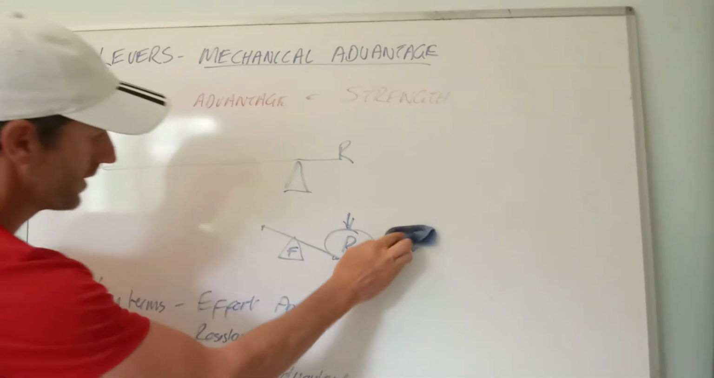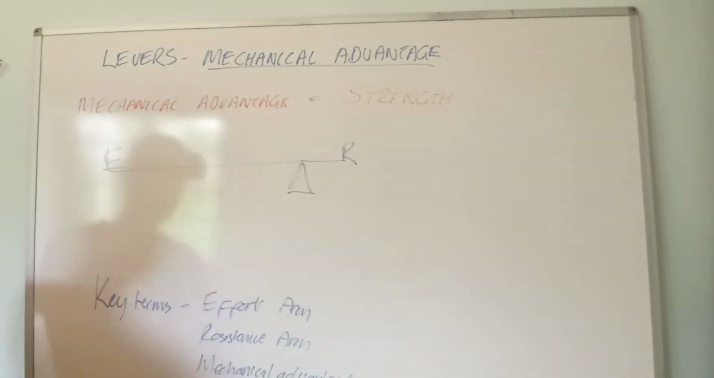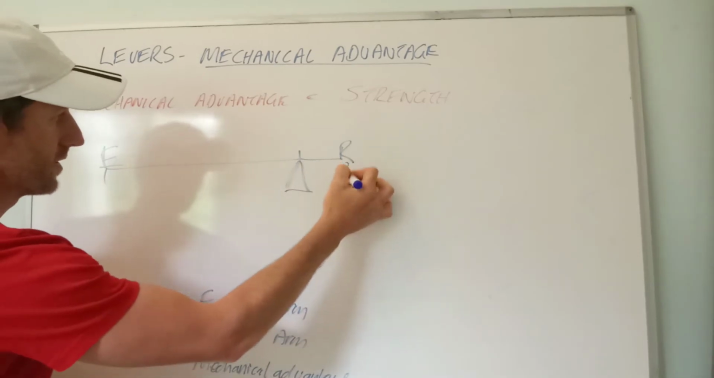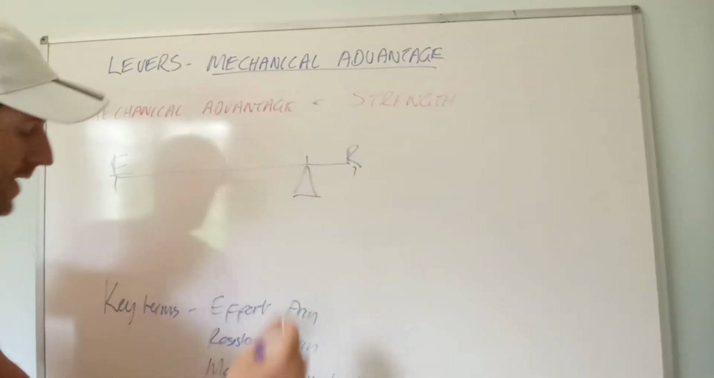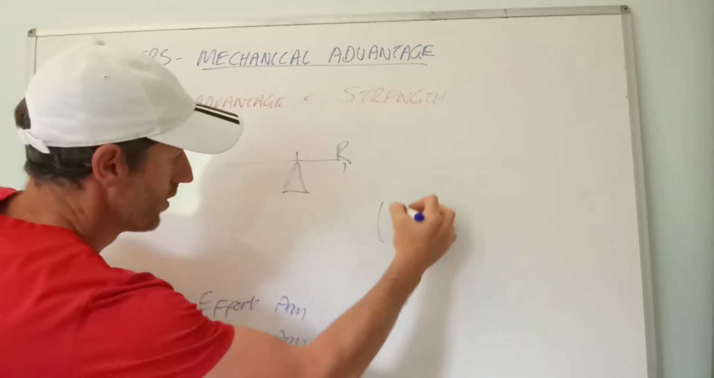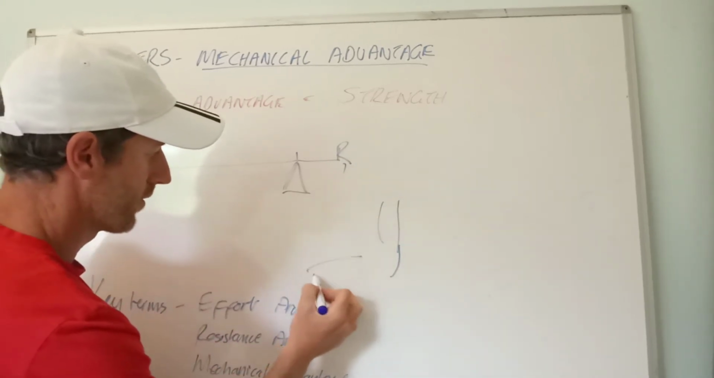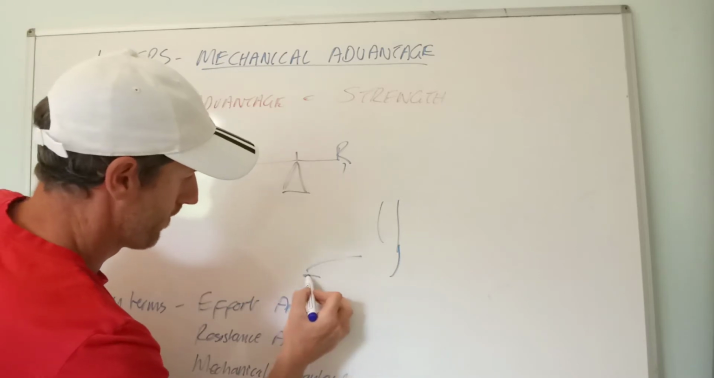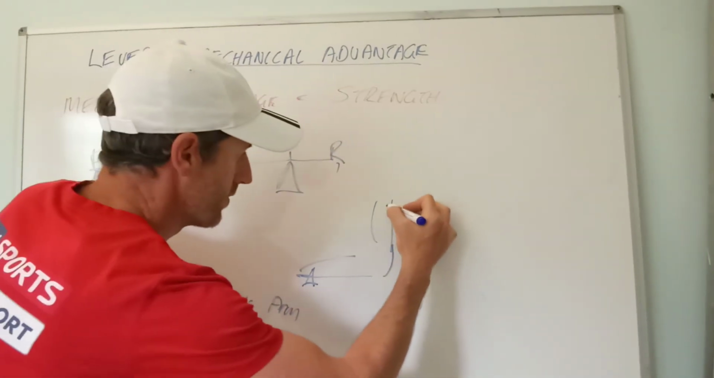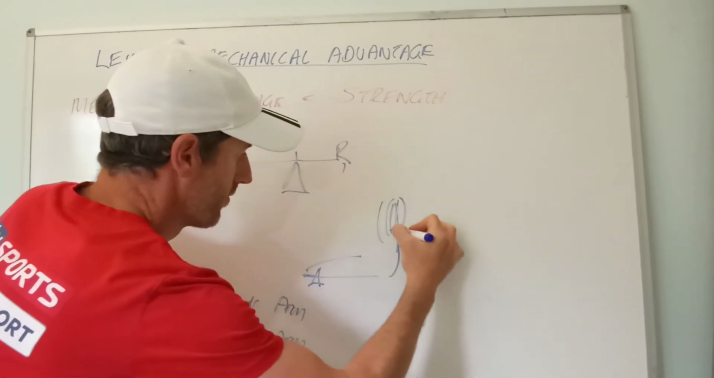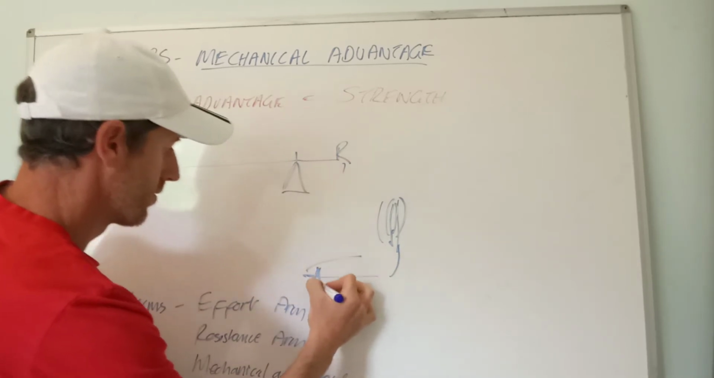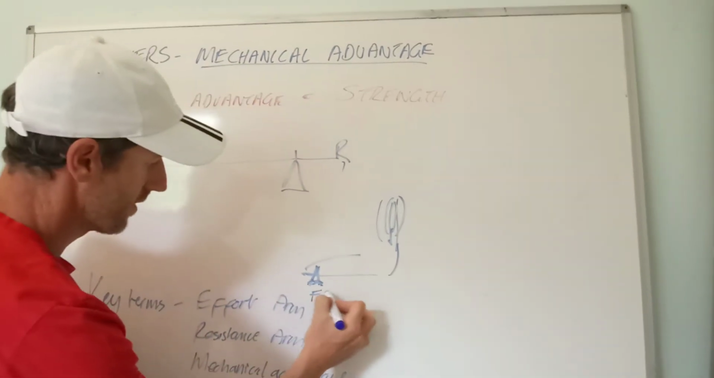Now, an example in the body that you see of the effort arm being longer than the resistance arm, hopefully you should all know, is in the ankle. So remember, I'll draw the ankle. So that's the leg. You've got the foot. Imagine if you're going up onto your tiptoes. This is your calf muscle. The fulcrum is the balls of your feet.